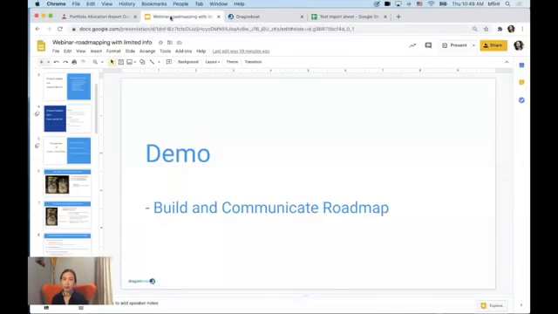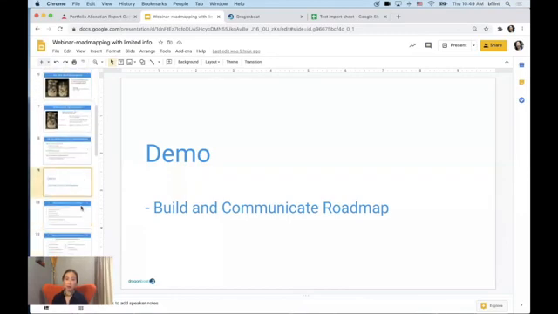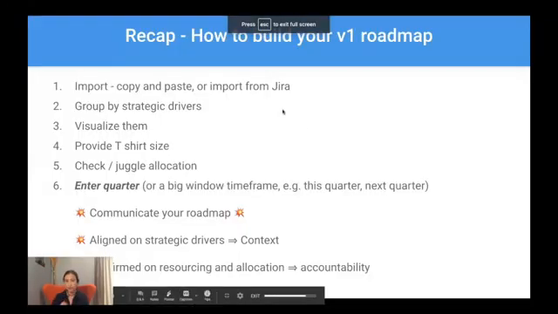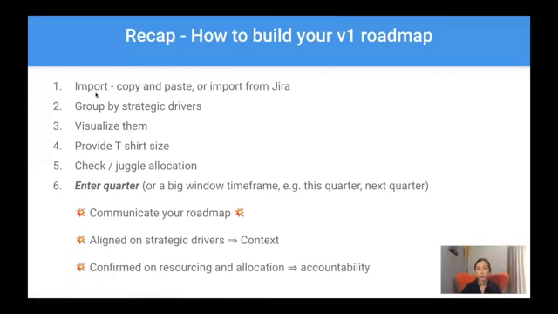Cool. All right, so we've gone through a little bit of the demo. I'm going back to our presentation. If we were to ask how we build our first iteration of the roadmap, you would either copy and paste or import from Jira and whatnot to get your ideas into Dragonboat. Then you group them by strategic drivers, for example, your objectives. You can visualize on the timeline what they look like based on the feature size, right? And then you can juggle allocations based on what we saw earlier when you over-allocated one area versus the other.